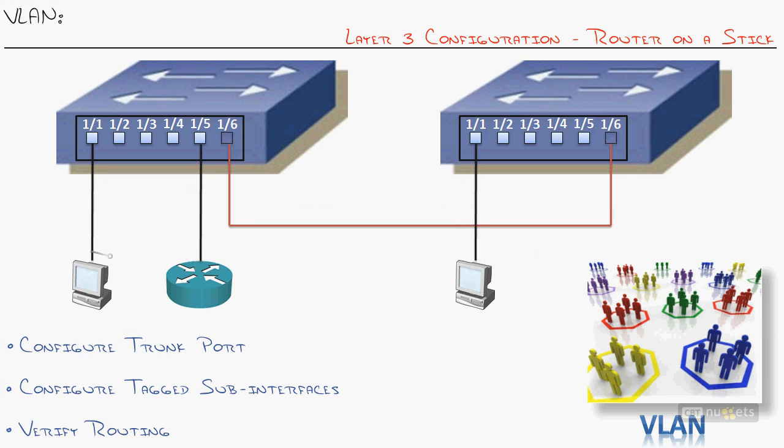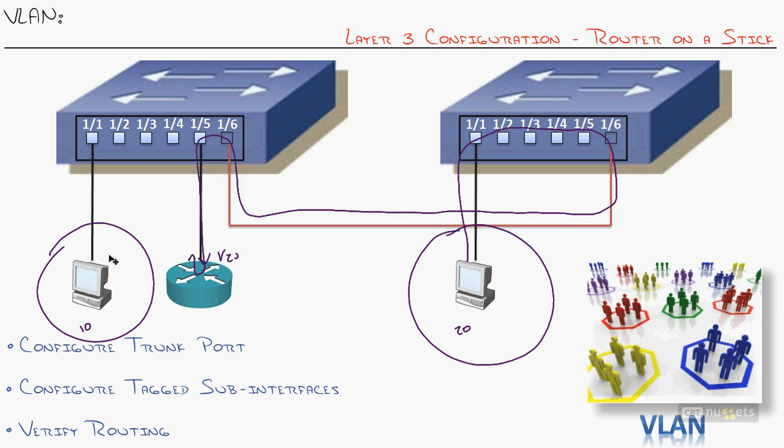Actually, hang on, let me just take off my little trail here so I don't have to redraw everything. Well, the way it does it is by assigning this router a sub-interface in each VLAN that you want it to route for.